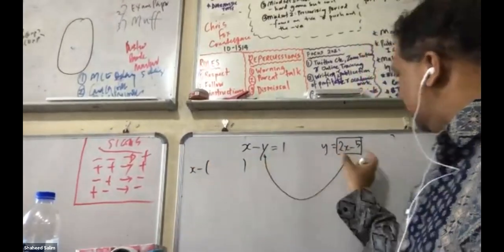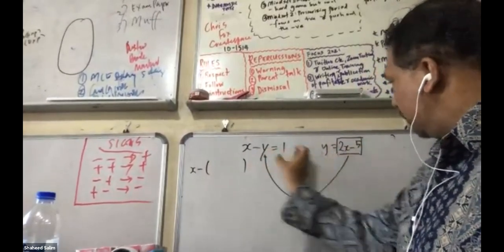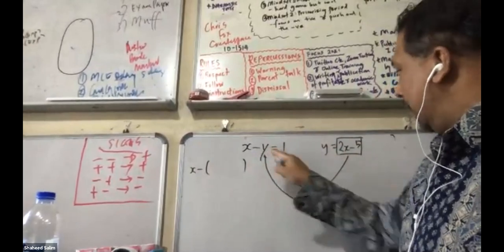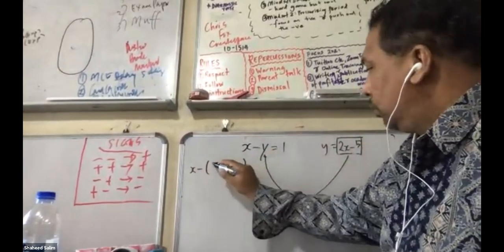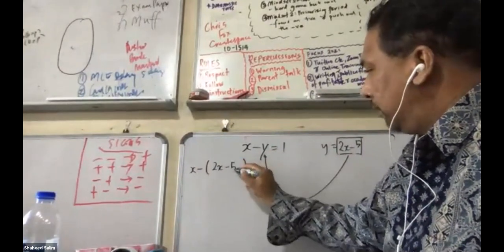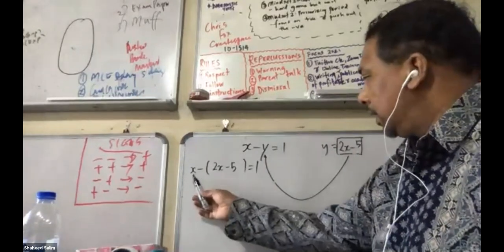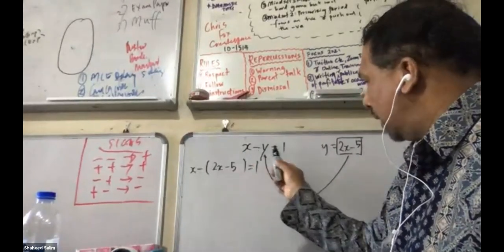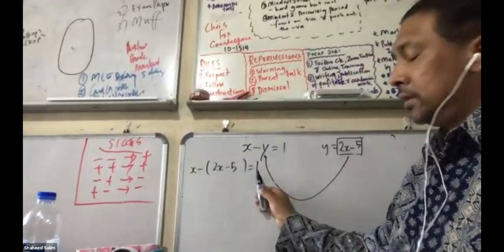You put inside this whole value of y. See, this is y equals to this. So I can put in the value here because y is equal to this. So I put 2x minus 5. And then I copy the rest of the equation. Actually, can you see it's the same equation? x minus y equals 1. x minus y equals 1. It's the same thing.